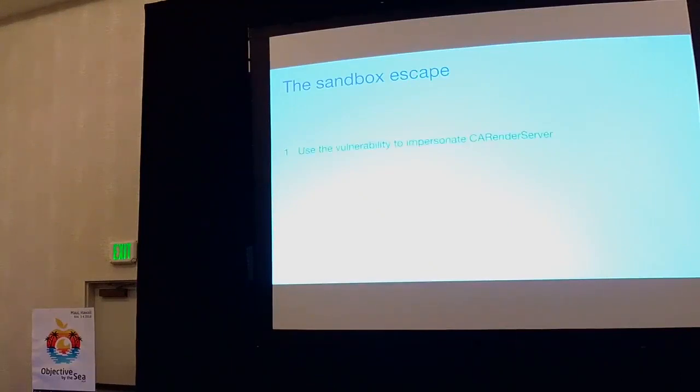First, we're going to use the launchd vulnerability to impersonate CARenderServer. Then we trigger the Druid daemon to start. Druid will send us its task port in a Mach message intended for CARenderServer. And finally, we use Druid's task port along with the task_threads loophole to execute arbitrary code outside the sandbox.